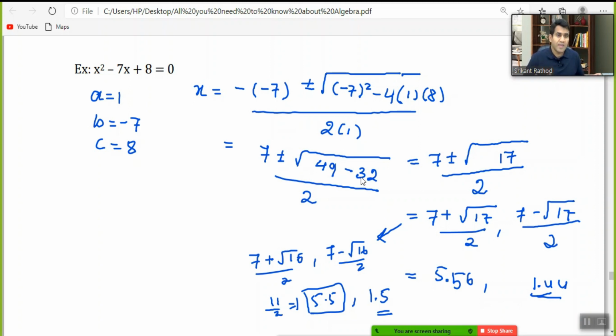Because we don't have a calculator, it's difficult to find the root and simplify. Just approximate it. That's okay.